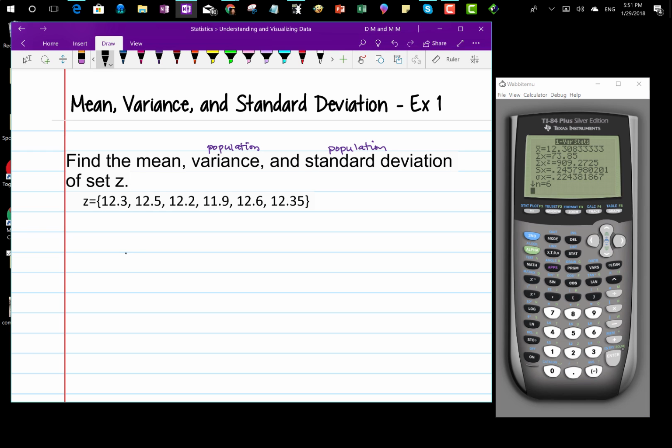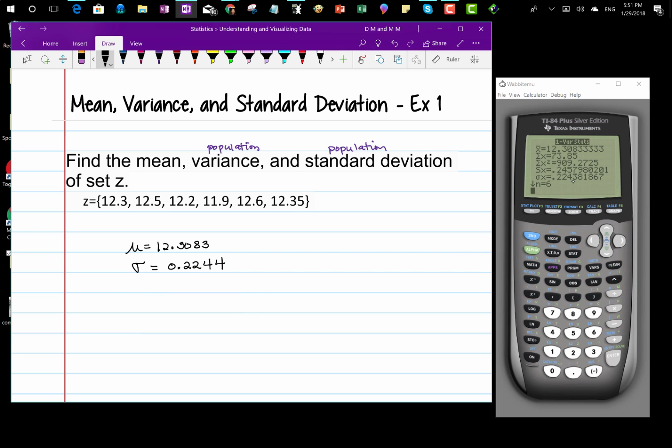So here I have that my mean, mu, since it's a population, the letter I actually use is mu, not X bar. Population mean is 12.3083 if I round it to 4 decimal places. My population standard deviation, that sigma, is equal to 0.224, and if I round it to the 4th decimal place, that would round to a 4 as well.